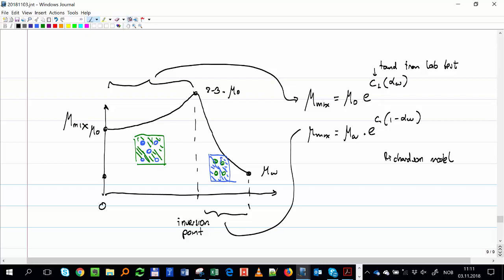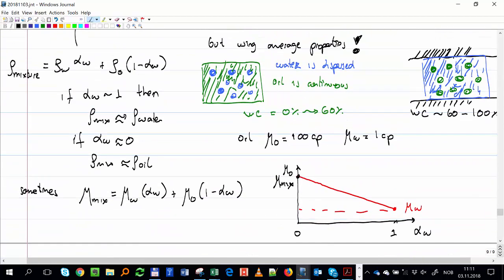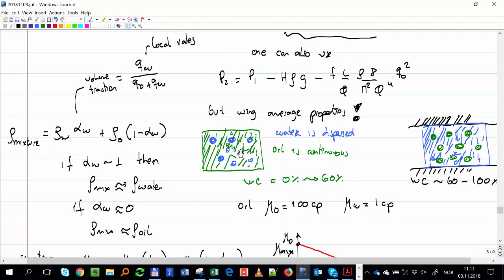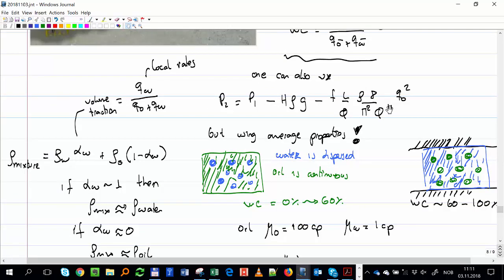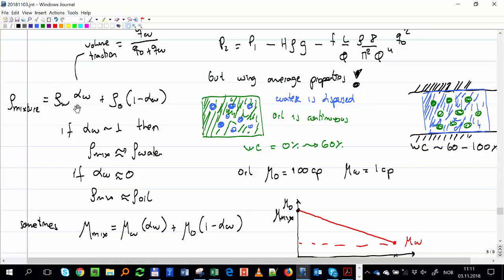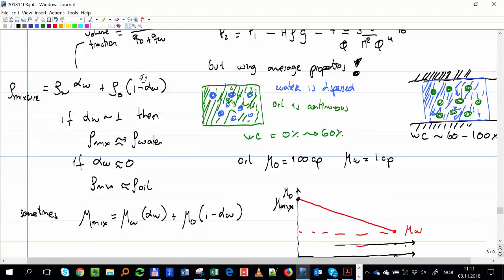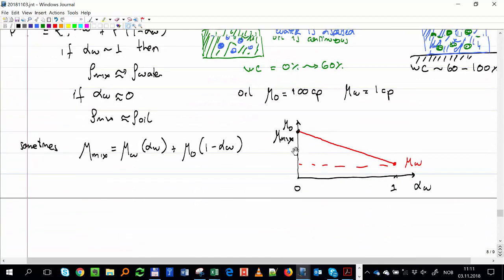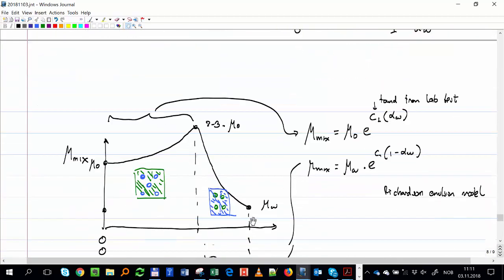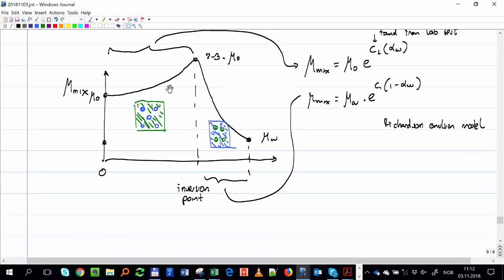This phenomenon is usually called emulsion. So this is the Richardson emulsion model. My main message here is that when you have oil and water mixtures, you can use this simple equation. The main problem is the properties. For density, it is just averaging with the volume fraction. But for viscosity, this works, but you have to be careful with this emulsion behavior.